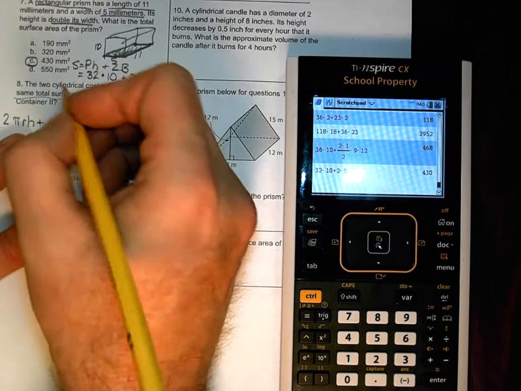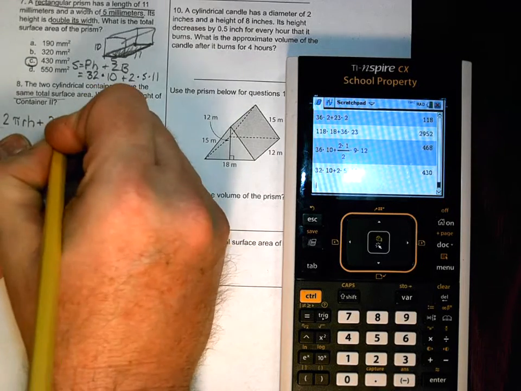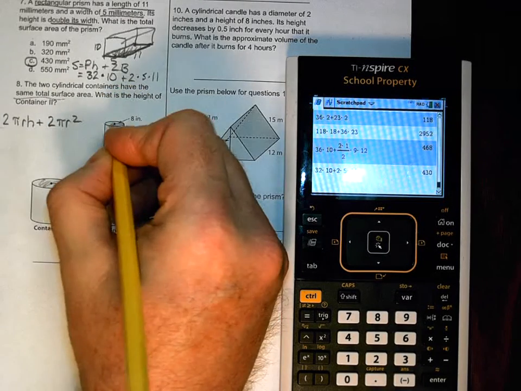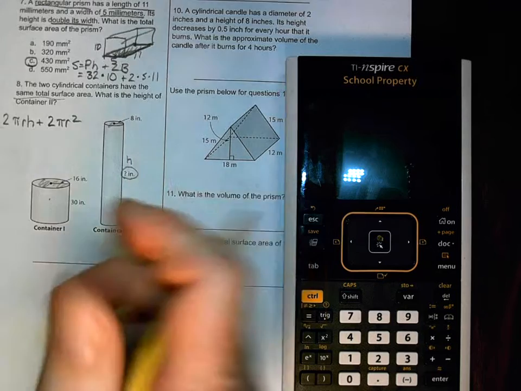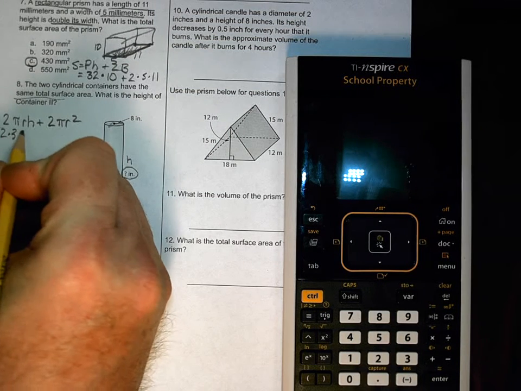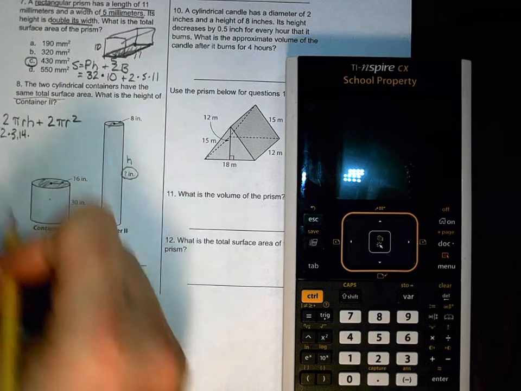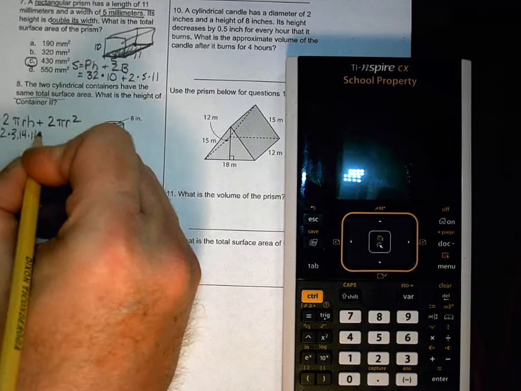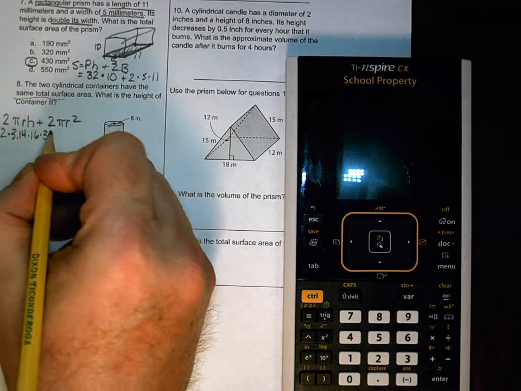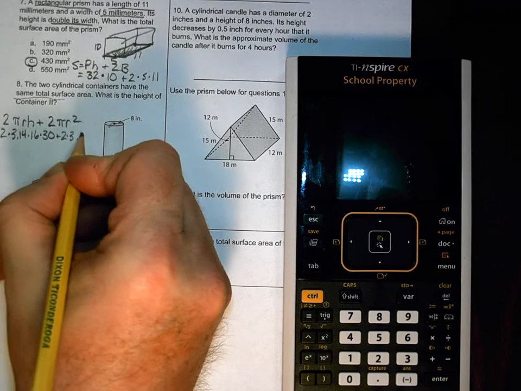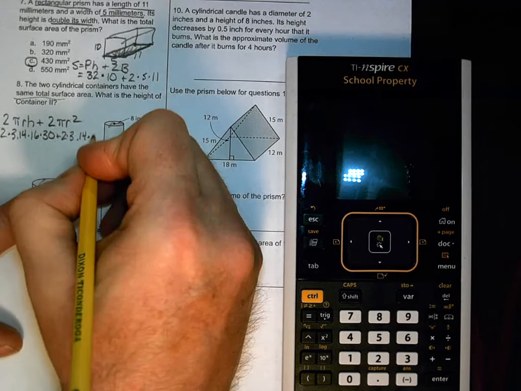Plus 2 times pi r squared, which is our base twice. Remember, the circle is the base. So now I plug in my numbers. 2 times 3.14 times, and we're doing this one, we've got a radius, not a diameter, so it's 16 times the height, which is 30, plus 2 times pi, which is 3.14, times the radius squared, or 16 squared.